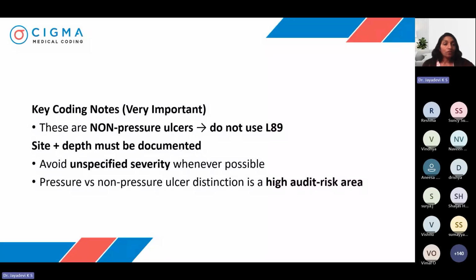Now here you have to remember these are all non-pressure ulcers and you can never use L89. You know, L89 is for pressure ulcer, right? So here the site and depth must be documented. You have to avoid unspecified severity whenever possible. And pressure and non-pressure ulcer distinction is a high audit risk area. So be careful while coding this. Pressure and non-pressure ulcers are very important codes and are frequently under the risk of auditing.